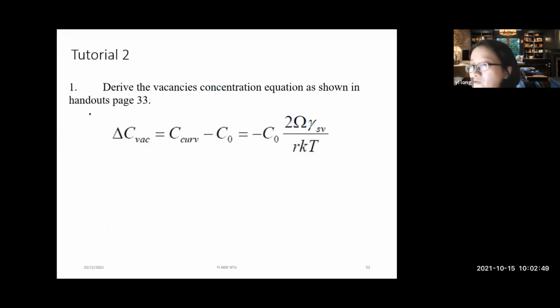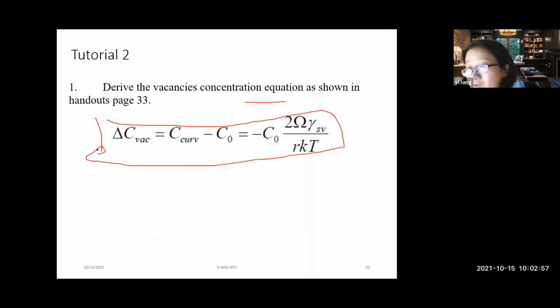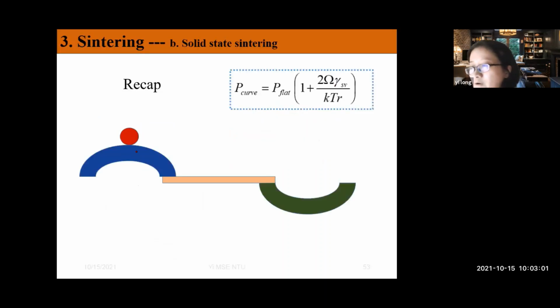So anyway, this is a tutorial question next week. Let's derive this vacancy concentration equation. If you can really do this one, you are really, really good. No worry, just recap. As we said before, P curve is equal to P flat times 1 plus 2 omega gamma over kT R. The sign is plus here. So that's what we said.